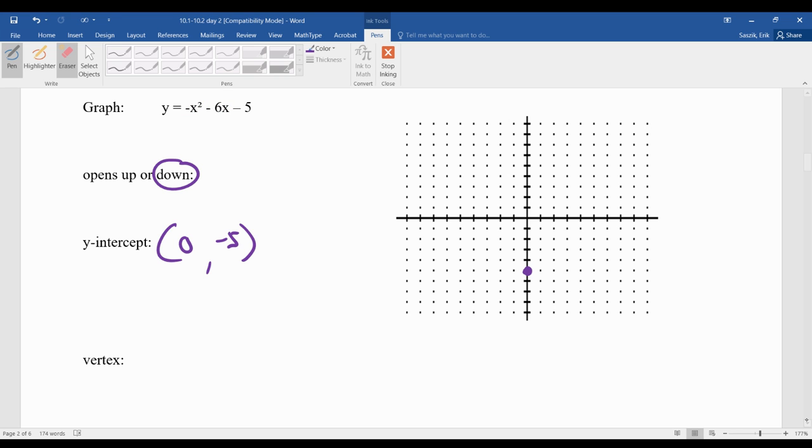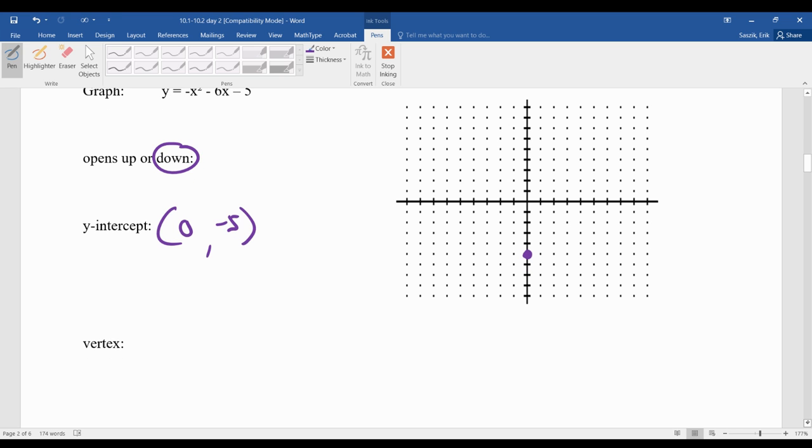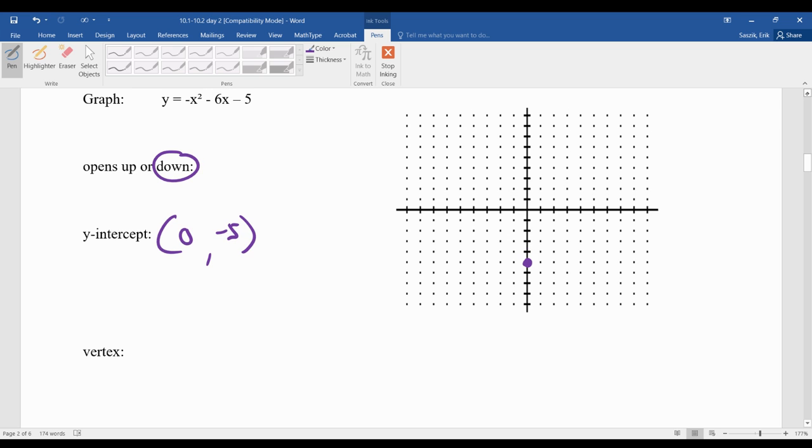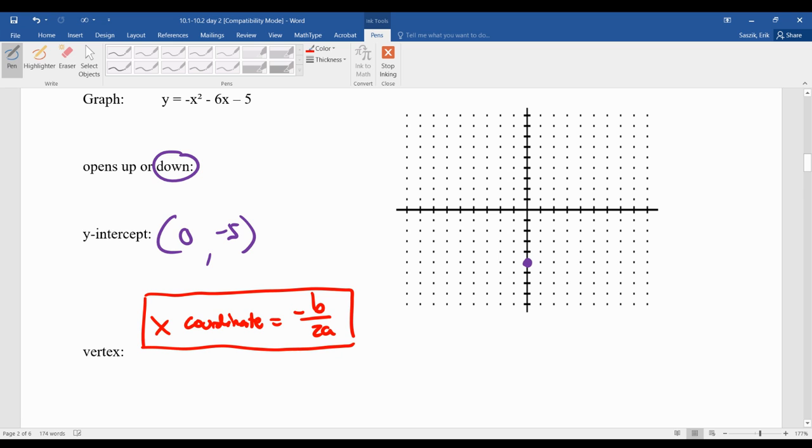Okay, here's something new. So you got to pay attention here. The vertex. The x value of the vertex. Actually, let's say the x coordinate is always equal to the opposite of b over 2a. That's a big deal, something new.